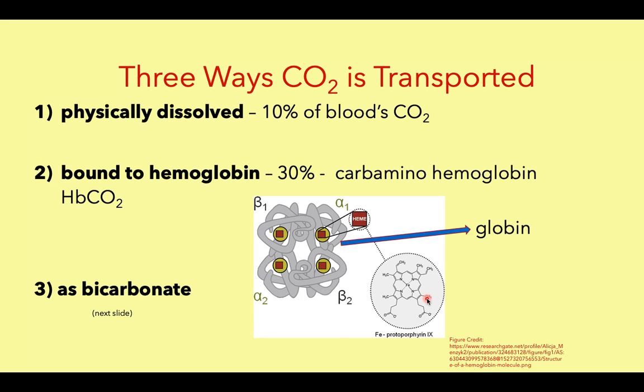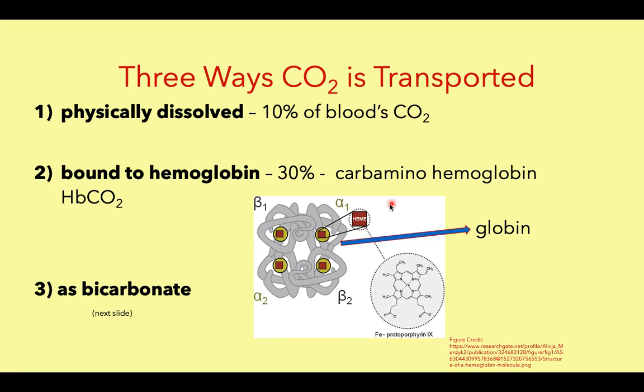Carbon dioxide is transported in three ways. It can be physically dissolved, bound to hemoglobin, or as bicarbonate. Carbon dioxide is more soluble in blood plasma than, say, oxygen, and 10% of the carbon dioxide is in this form, just physically dissolved. 30% of the carbon dioxide is bound to hemoglobin in a form called carbaminohemoglobin, and this is where carbon dioxide has an affinity for the globin portion as opposed to the heme portion of the erythrocyte.